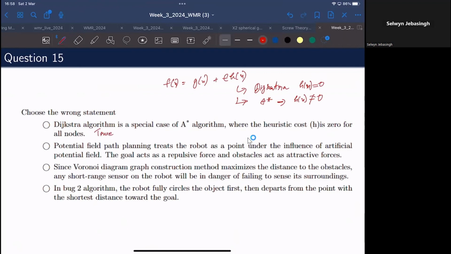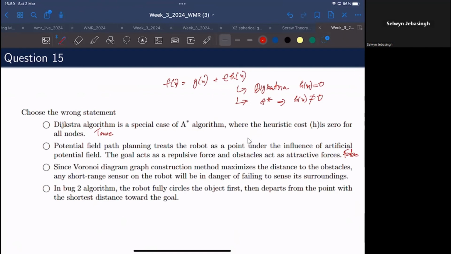Second statement says potential field path planning treats the robot as a point under influence of artificial potential field. The goal acts as repulsive force and the obstacles act as attractive force. So this is false because goals act as attractive and obstacles act as repulsive. What is being stated here is exactly the opposite.